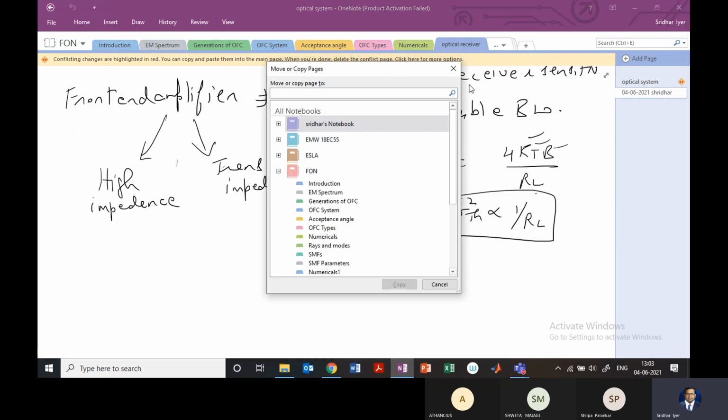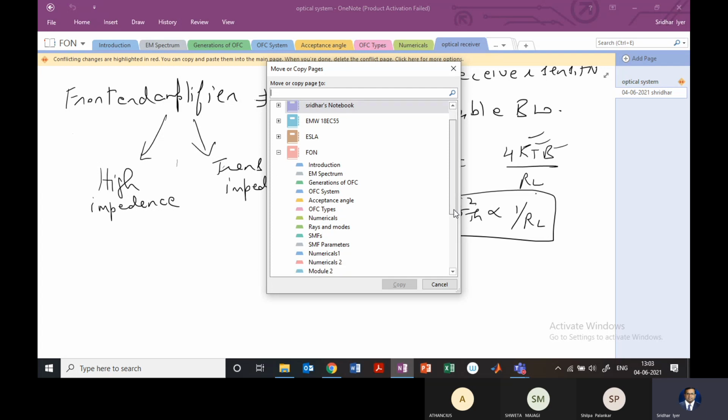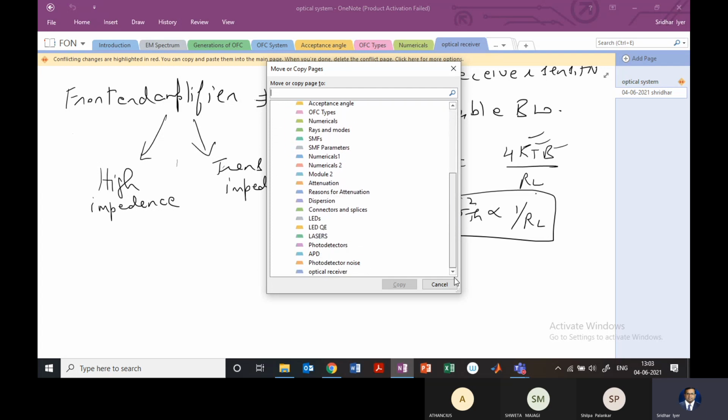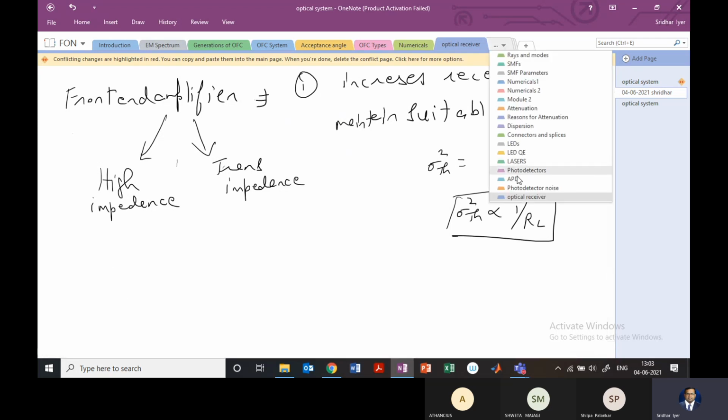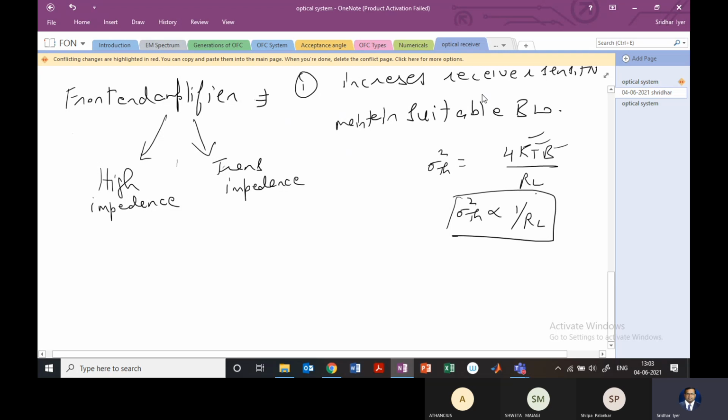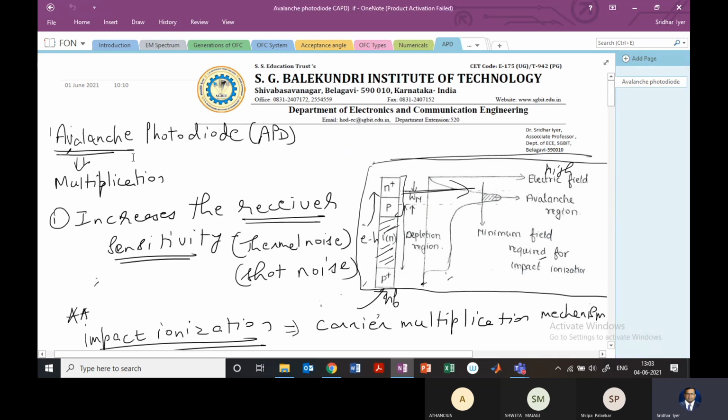I'll open a new page. Hold on. My pencil is not working. Hold on. Okay, let me reshare again. 1 second.